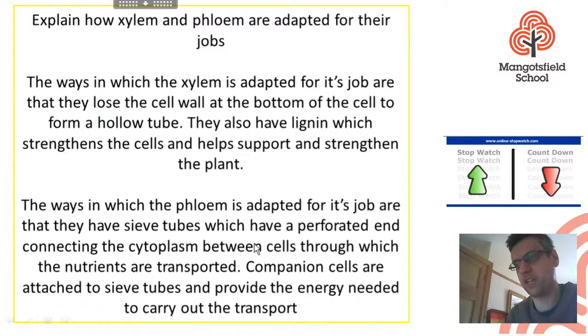The phloem is adapted for its job because it has sieve tubes, which have little holes in, and that helps to connect the cytoplasm jelly between the cells so the nutrients can dissolve in the cytoplasm, then move through the sieve tubes and through the phloem. So the phloem really helps to carry it up and down the plant, but there's also little side tubes that stick out to help it move across the plant. Companion cells are attached to the sieve tubes to provide the energy needed to push the nutrients along.